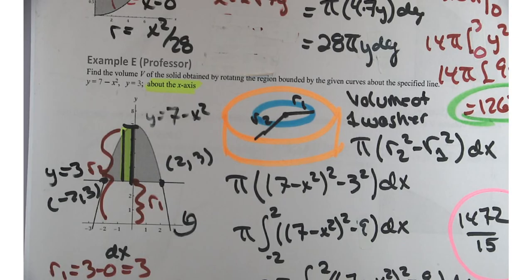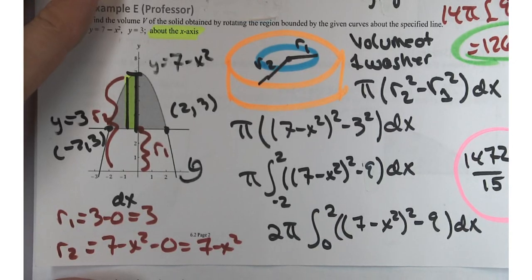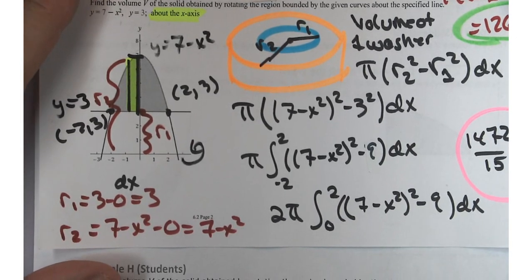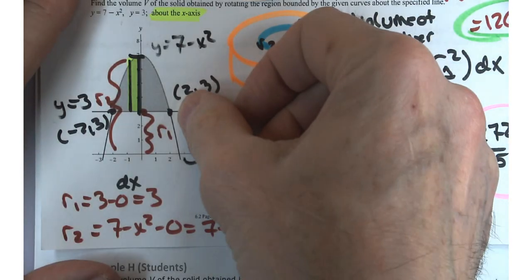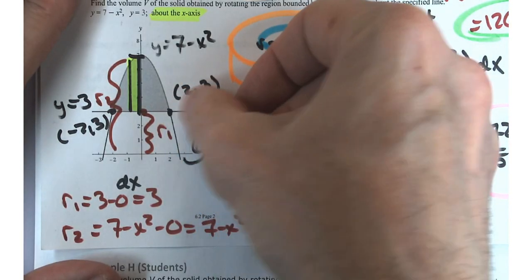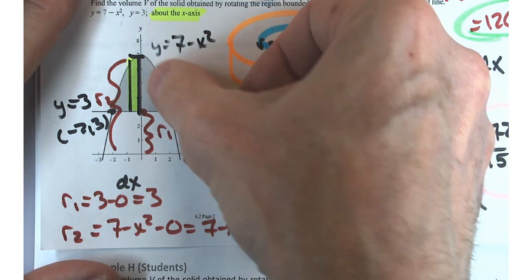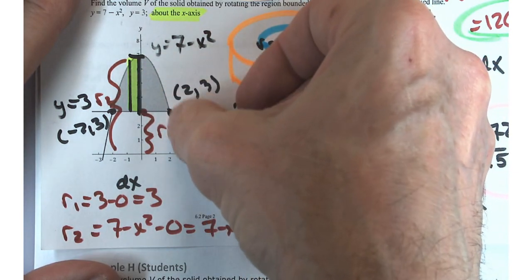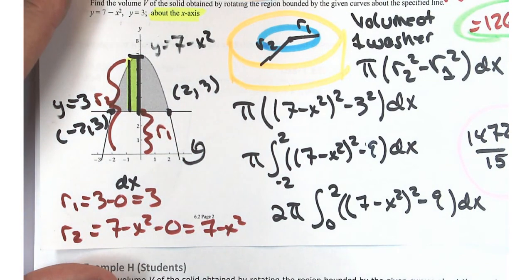Iris? Wouldn't the height of R1 change after the intersection points on y equals 3? Yeah, but that goes past the region, right? Okay. So we only need to worry about the height of R1 up to this point where they intersect. So, yeah, good observation.